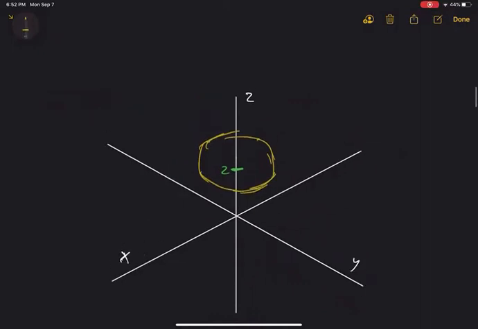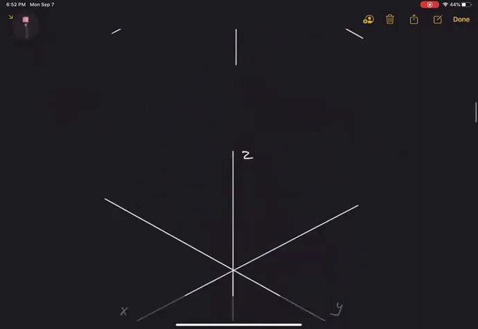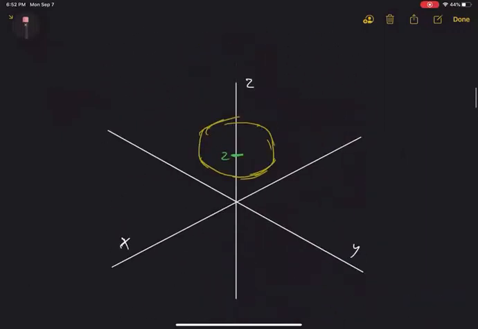Okay, so I get that slice. And then I keep moving up. I keep drawing, I keep taking slices as I go up the z-axis. These slices are my traces. So just a little terminology.